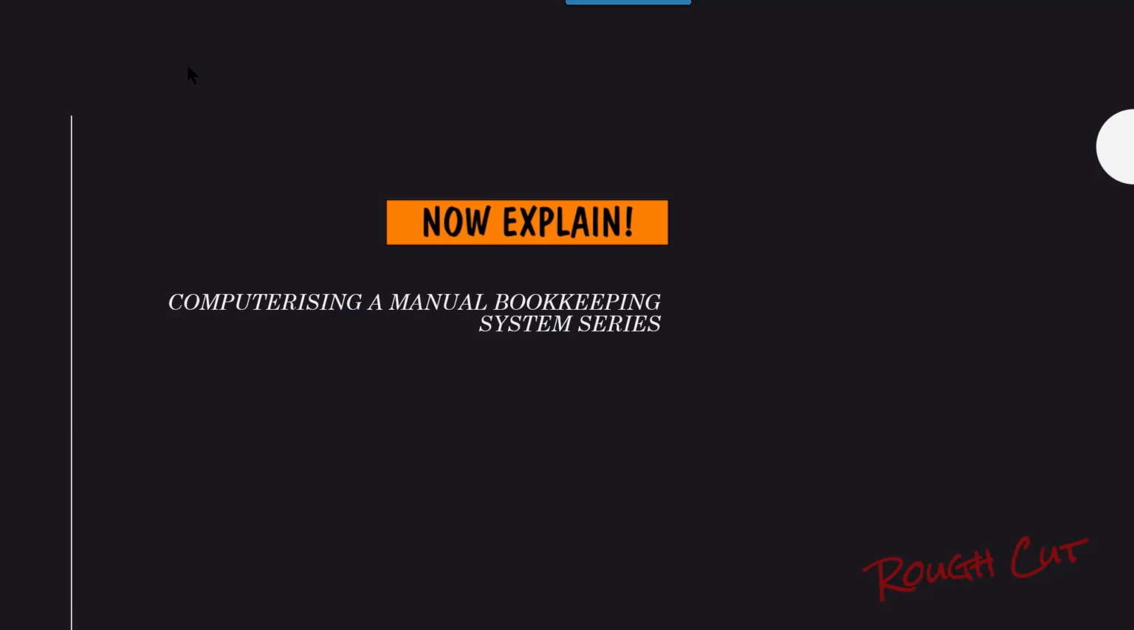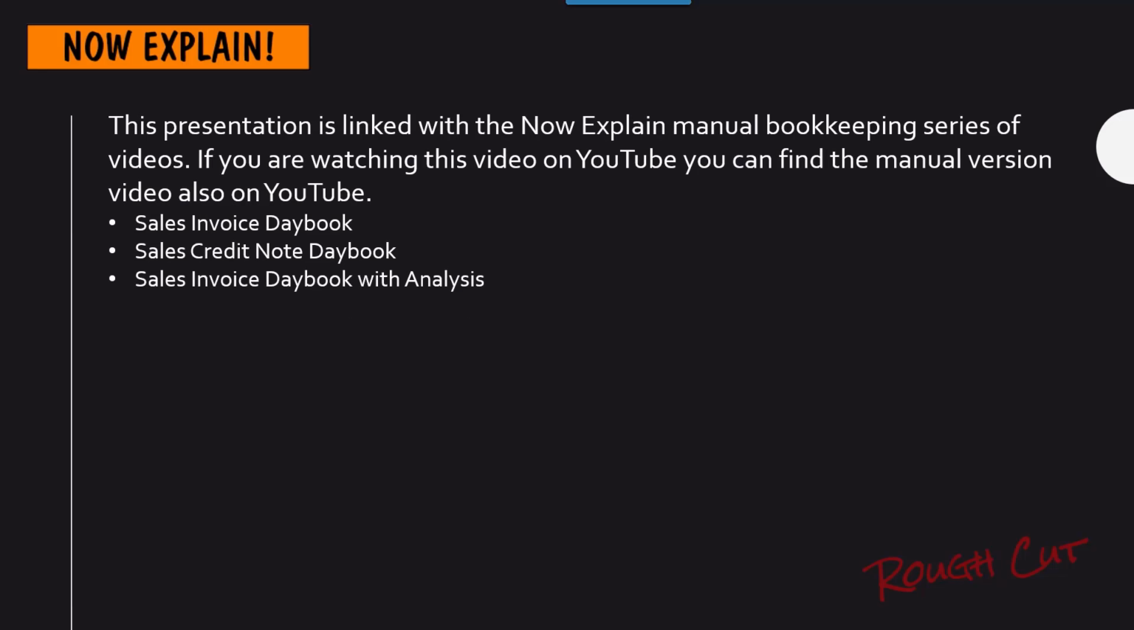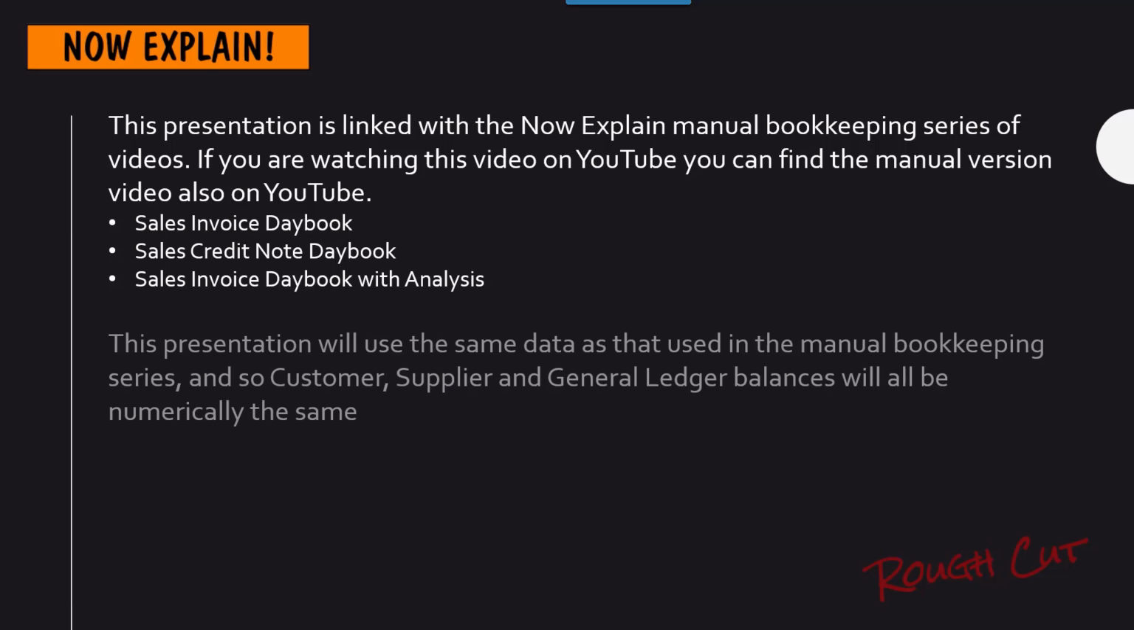This is part of the Now Explained Computerizing a Manual Bookkeeping System series. This presentation is linked with the Now Explained Manual Bookkeeping series of videos. If you're watching this video on YouTube, you can find the manual version videos also on YouTube, such as the Sales Invoice Daybook, the Sales Credit Note Daybook, and the Sales Invoice Daybook with analysis.